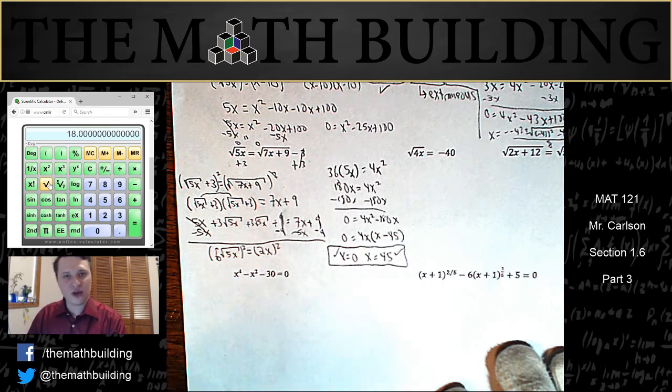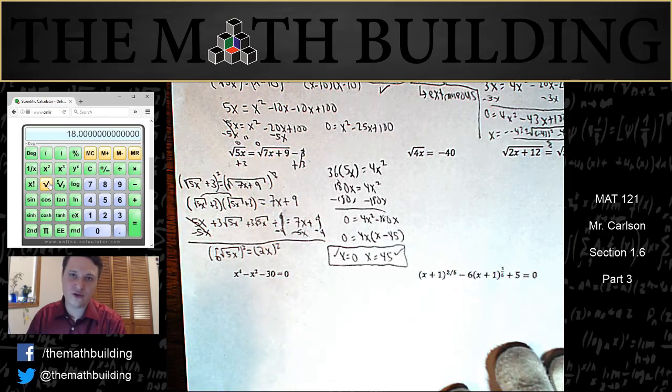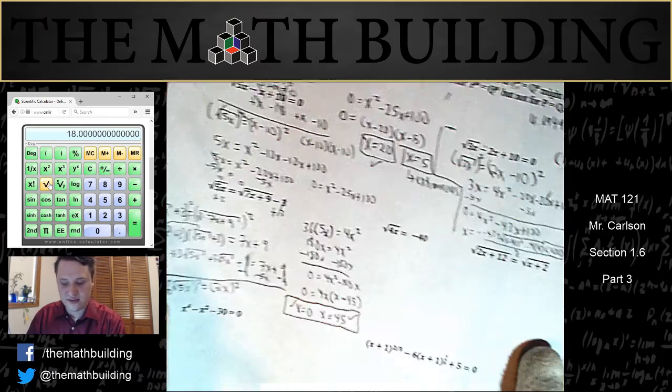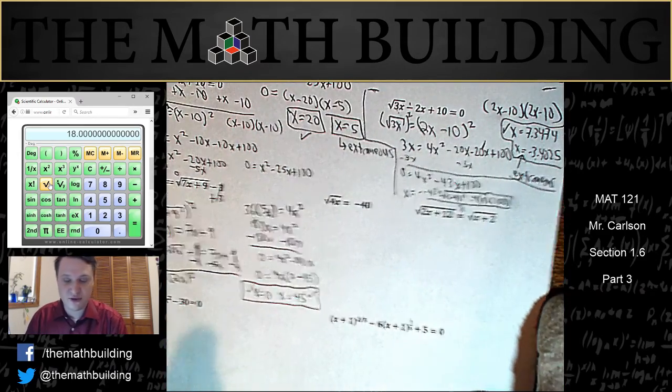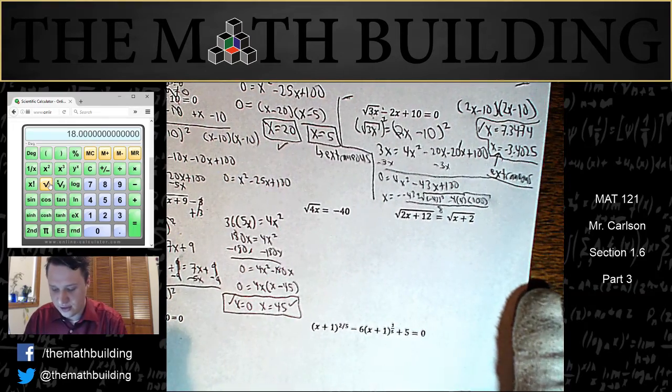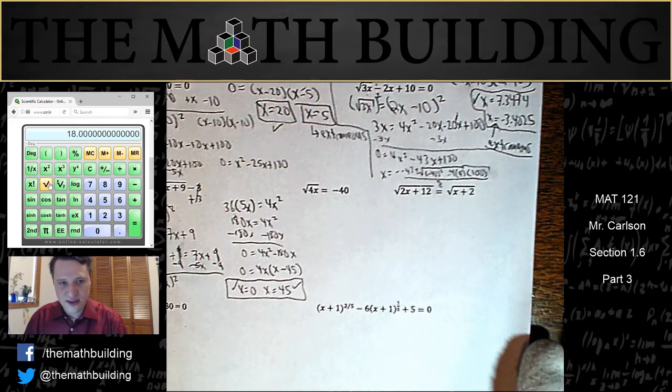You have to check your answers when you take both sides of the equation to a power. I will take off points if you put an answer that's not supposed to be one or you didn't mark it as extraneous. How about this next one?